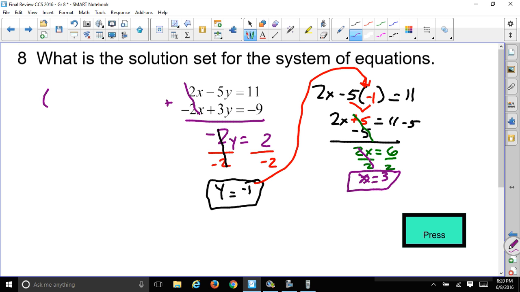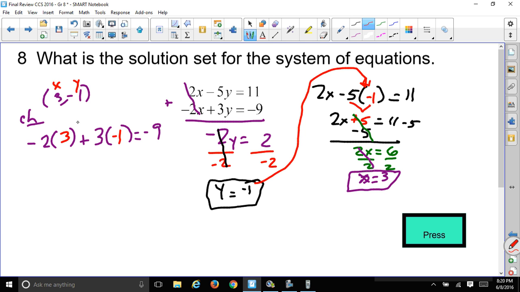I'm going to take that coordinate, 3, negative 1, and check it in the other equation: negative 2 parentheses plus 3 parentheses equals negative 9. Here's my x, and here's my y. I'm going to replace the x with 3 and the y with negative 1, and see, when I do the arithmetic, does it equal negative 9? So let's do the arithmetic.